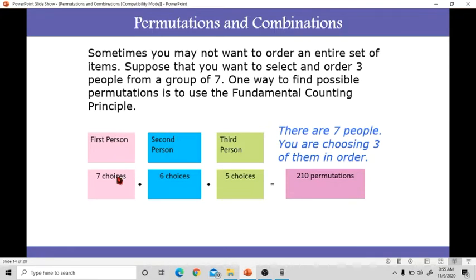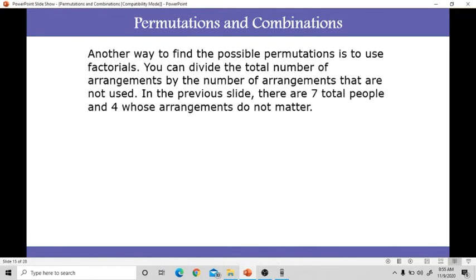So it will be 7 times 6 times 5. 7 times 6 times 5 is equal to 210 permutations. So there are 210 ways to arrange 3 people from a group of 7. Another way to find the possible permutation is to use factorials. You can divide the total number of arrangements by the number of arrangements that are not used.